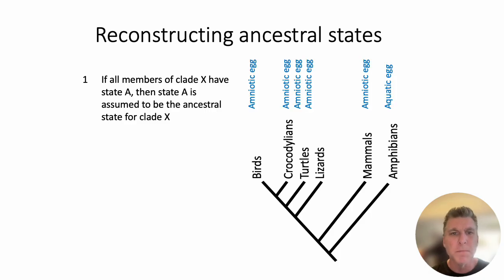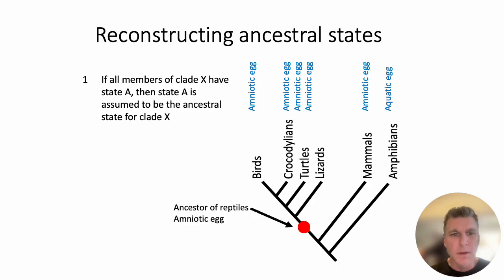So let's look at, for example, the amniotic egg. All of those taxa shown there, birds, crocs, turtles, lizards, and then, think of mammals as laying eggs, but the ancestors of mammals actually did have shelled eggs. The outgroup has aquatic eggs. Following our rule, it's pretty straightforward to infer that the ancestor of reptiles had an amniotic egg. All the members of our reptile clade have an amniotic egg, and so we're going to infer that the branch leading to reptiles had an amniotic egg.